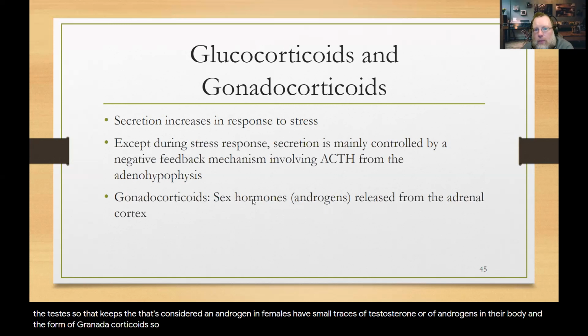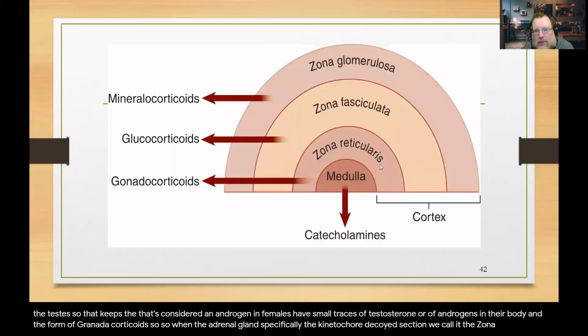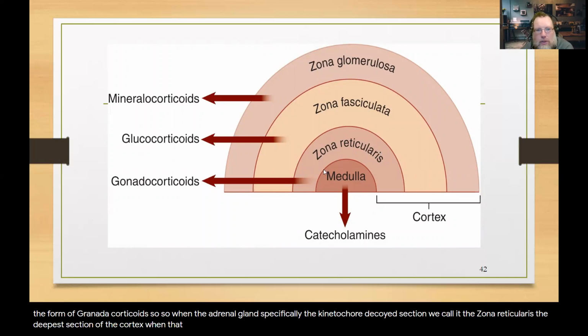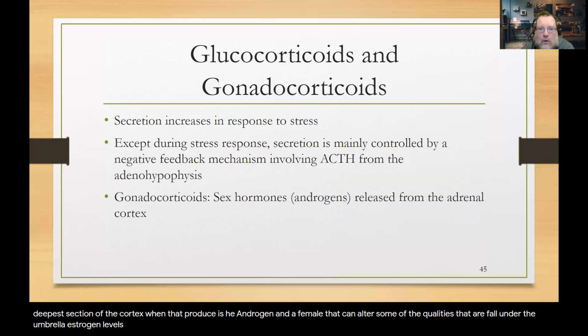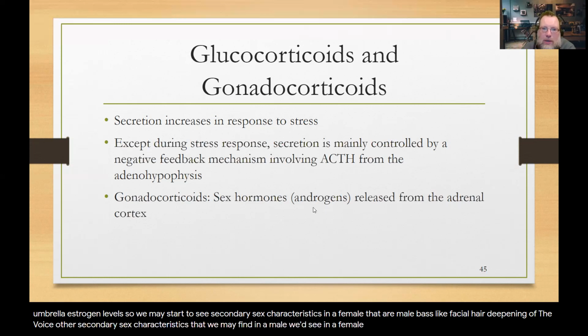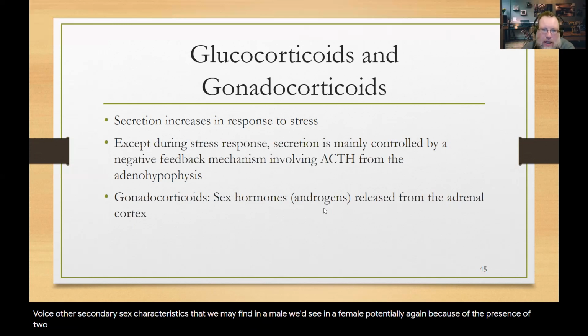So when the adrenal gland, specifically the gonadocorticoid section, we call it the zona reticularis, the deepest section of the cortex, produces excess androgen in a female, that can alter some of the qualities that fall under the umbrella of estrogen levels. So we may start to see secondary sex characteristics in a female that are male-based, like facial hair and deepening of the voice, potentially because of too much androgen or testosterone coming from the gonadocorticoids, or that zona reticularis.